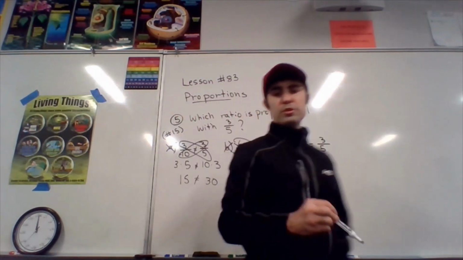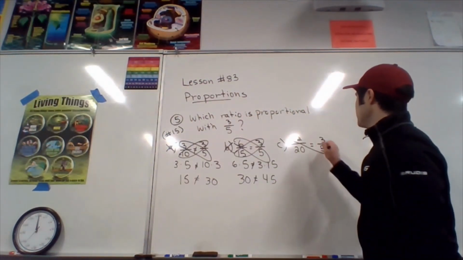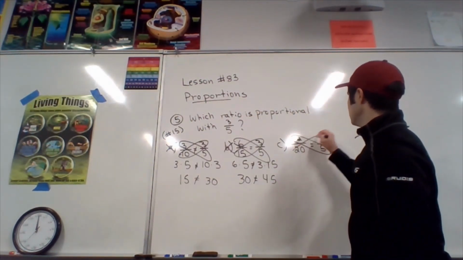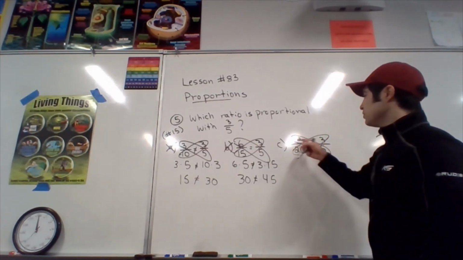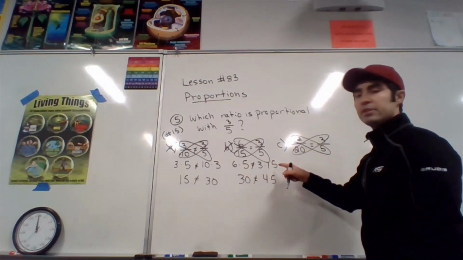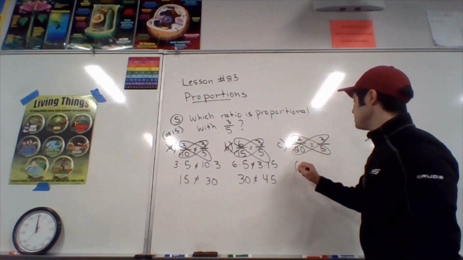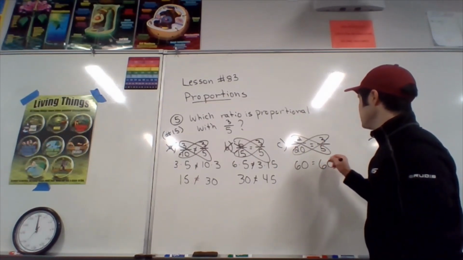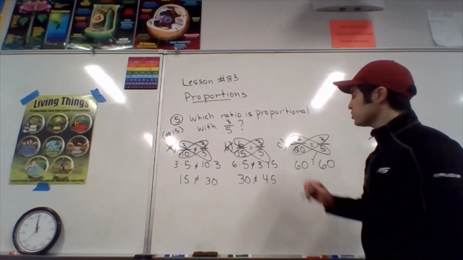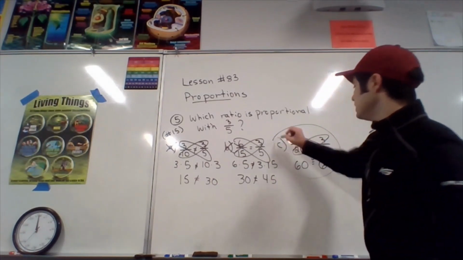Let's see if this one's proportional. 12 times 5, 20 times 3. Eventually you'll be able to just do stuff in your head. 12 times 5, and you won't have to write out this step right here. 12 times 5 is going to be 60. 20 times 3 is also going to be 60. So check. That is proportional. So your answer to number 15 is C.